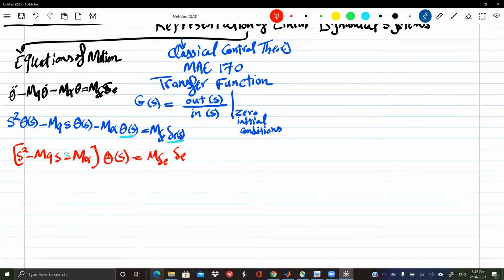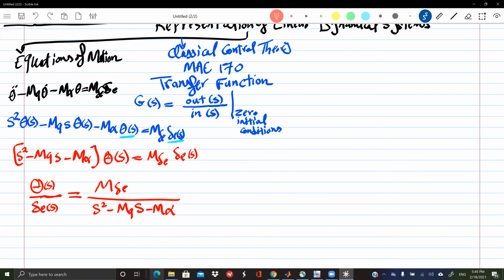All right, this is also a function of S, of course. And now, like you identified, folks, the output is theta and the input is delta elevator. Of course, this is of S, this is of S, just stressing. So this is M_delta elevator divided by S squared minus M_q S minus M_alpha. And I need you to know how to do this. In other words, whether you took 170 or not, I need you to know, when you are given a differential equation like this, how to get a transfer function. So any question about these two lines?